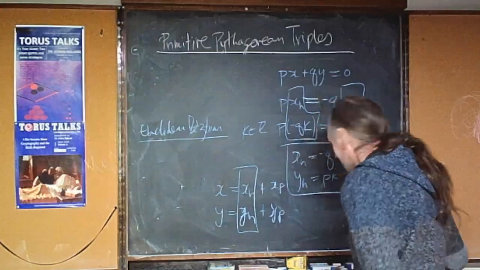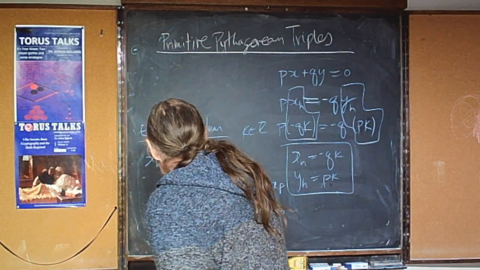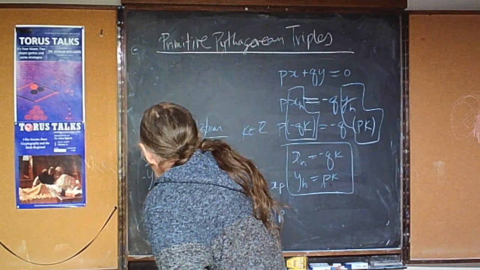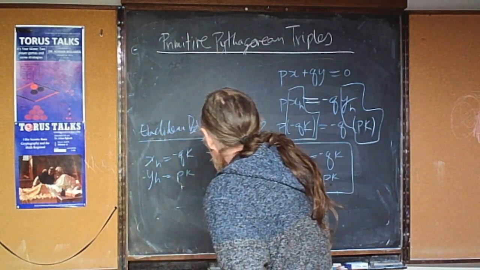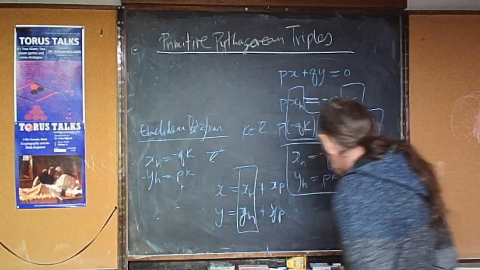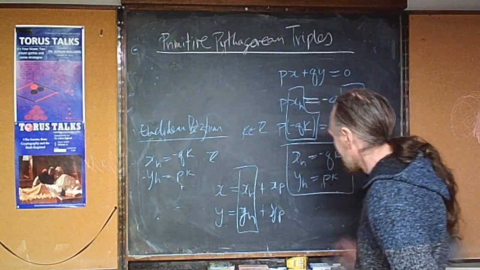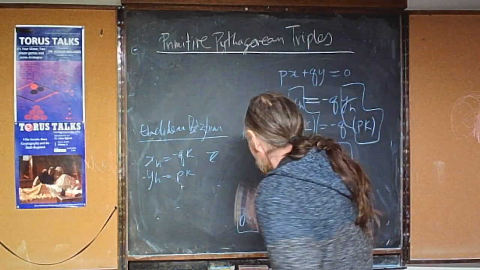So now we have the homogeneous solution. X homogeneous is negative qk, and y homogeneous is pk. And then this is also the Archimedes principle. There's no upper bound to this. Z plus or z. There's no lower bound either. Now I need a particular solution.